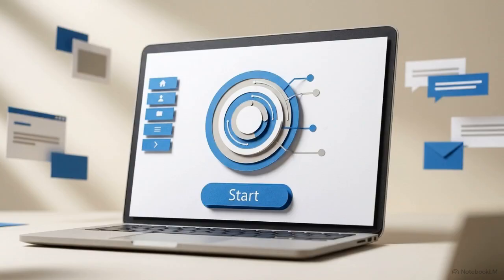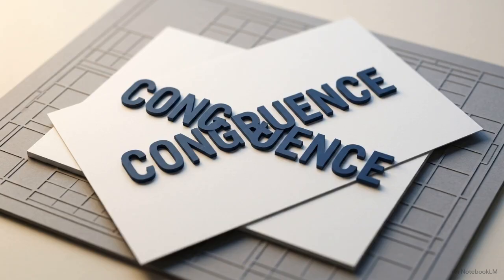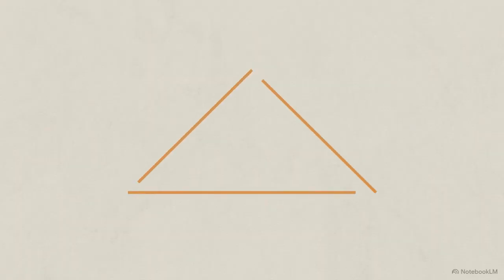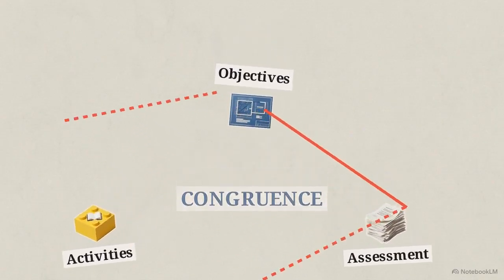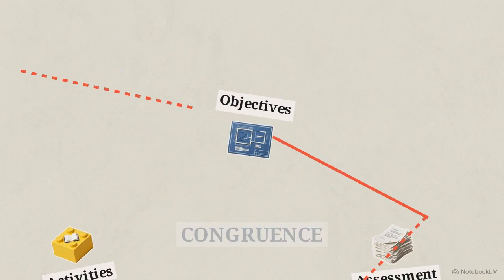Notice the difference in this interface. By using clear navigation and focused visuals, we remove the friction that caused the frustration we saw earlier. This clarity is the result of a principle called congruence. This triangle represents congruence, the direct, stable alignment between the objectives, the learning activities, and the assessment. If these elements fall out of alignment, for example, if the assessment asks questions about topics the activities never covered, the educational experience breaks down.